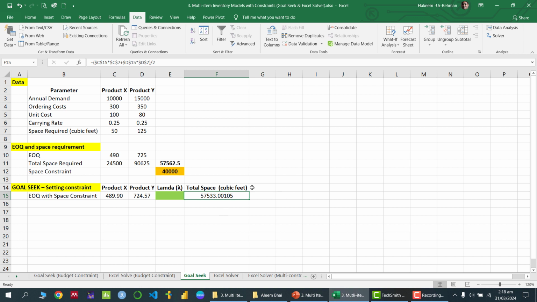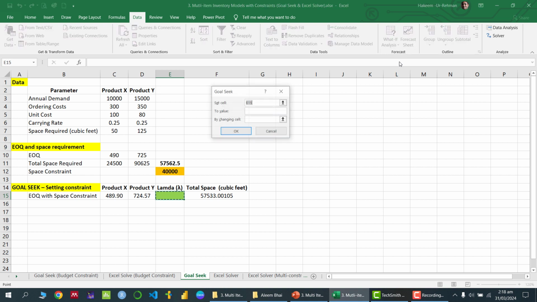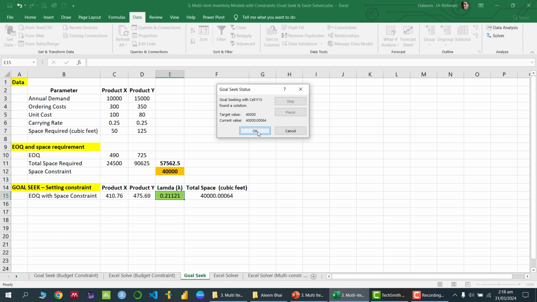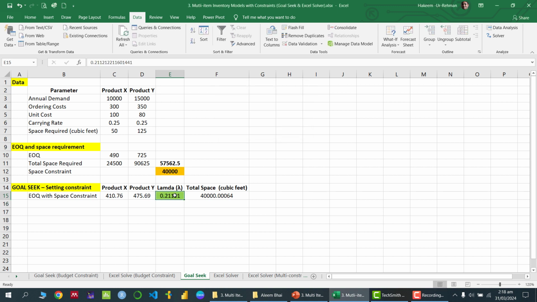Because this is the space we have available, right now we would like to find the value of the lambda. So again, how can we do that? Simply What-If Analysis, Goal Seek. So set cell means this total space, which should be exactly equal to 40,000, and the value of lambda we would like to find. Now you can see that these values are going to change. So we got the optimum value. It is saying that you should use this lambda in order to find the exact order quantity, and the total space required would be 40,000.